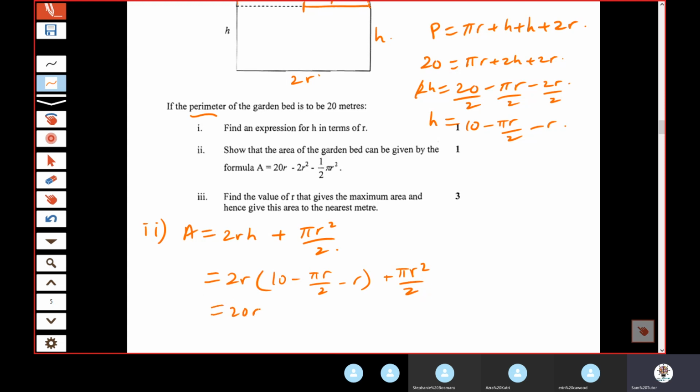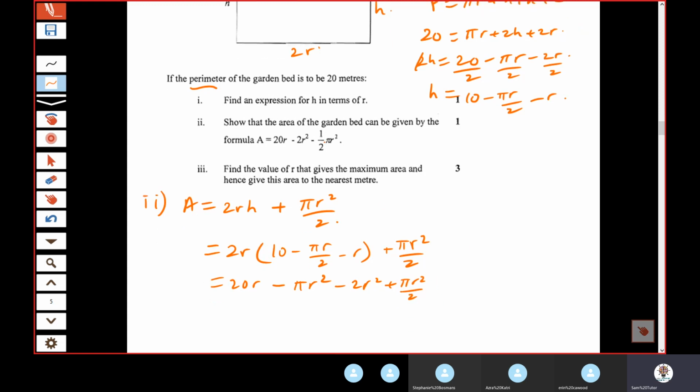And if we have done it right by any stroke of luck, that should give me negative pi r squared minus 2r squared plus pi r squared on 2. And I'm looking at this, I've got my 20r, I've got my negative 2r squared. The only thing I don't have is this negative half pi r squared, but it is there. Negative 1 pi r squared plus half pi r squared is negative half pi r squared. So be careful with that. You actually do have it. Voila.